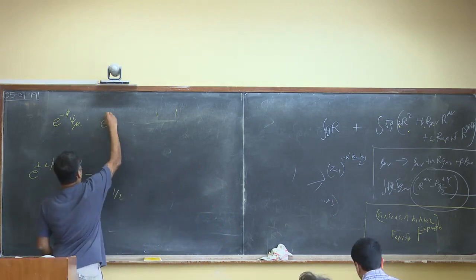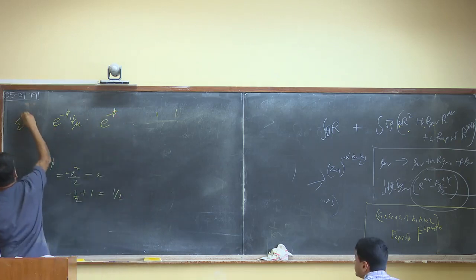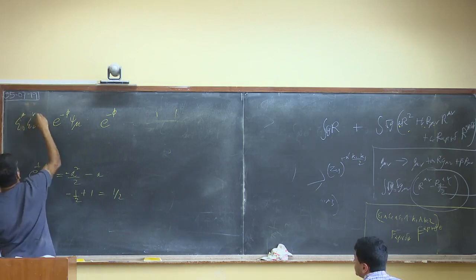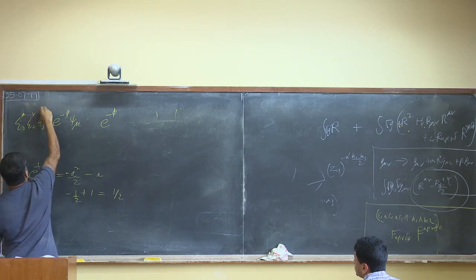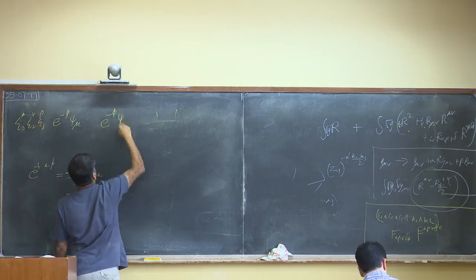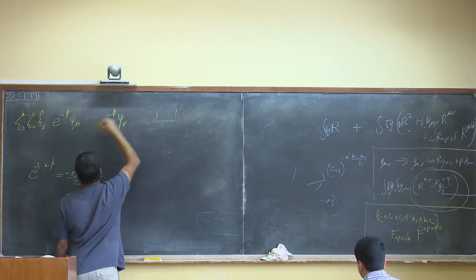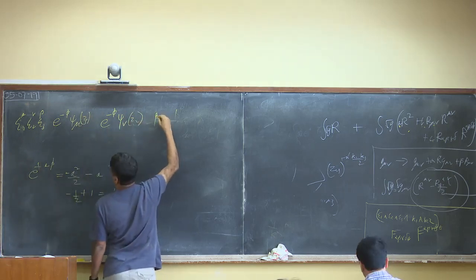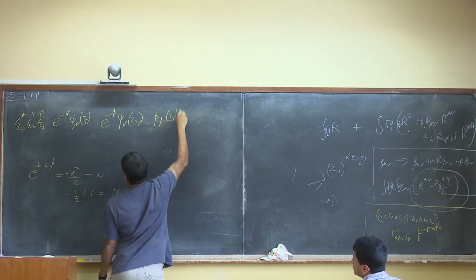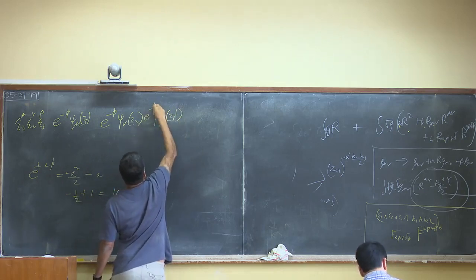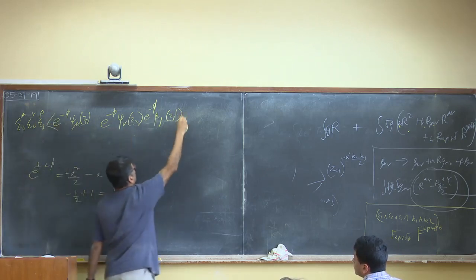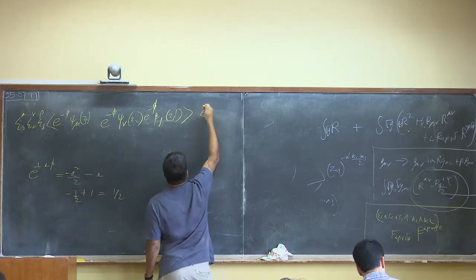Now you might be tempted to write zeta 1 mu, zeta 2 mu, zeta 3 rho, e to the power minus phi psi mu at z1, z2, psi rho at z3. You might be tempted to think that this is what we should calculate. This is not correct. Somebody tell me why this is not correct. Times, of course, c of z.